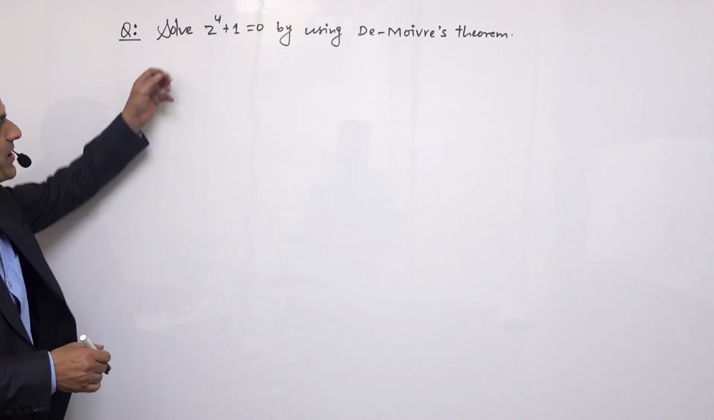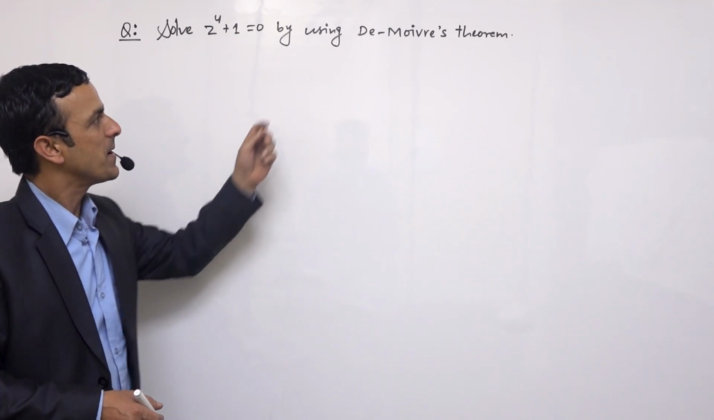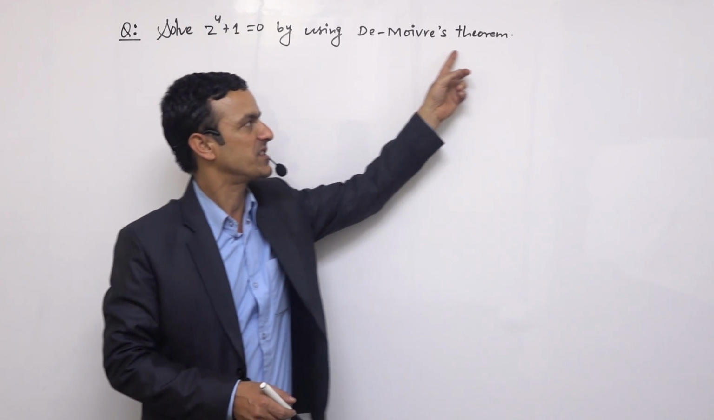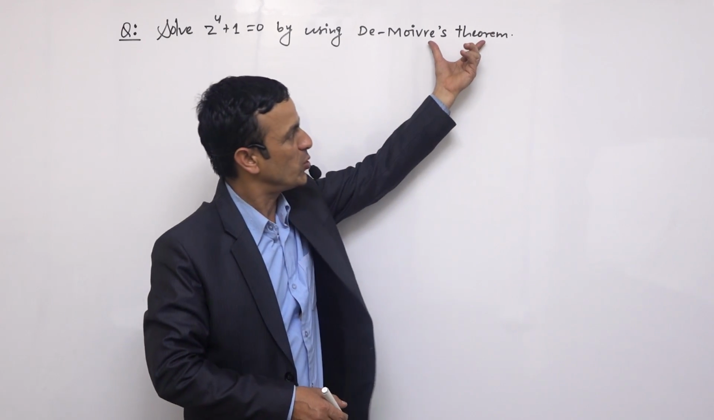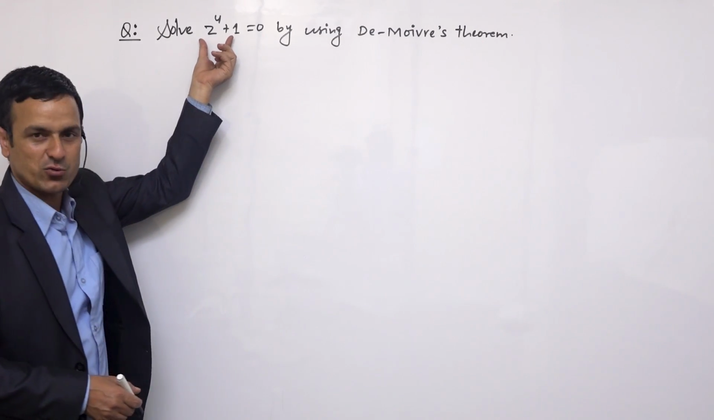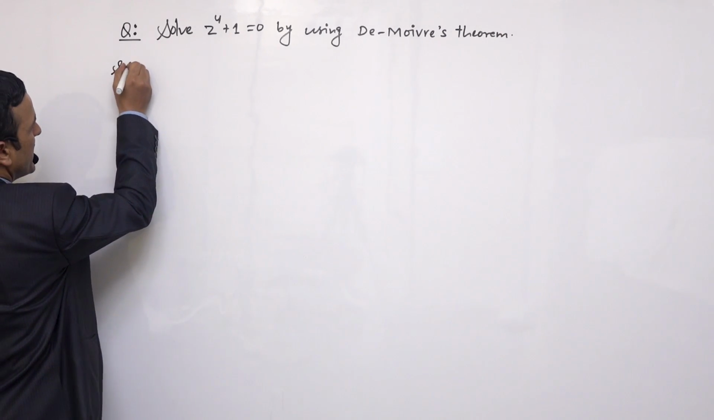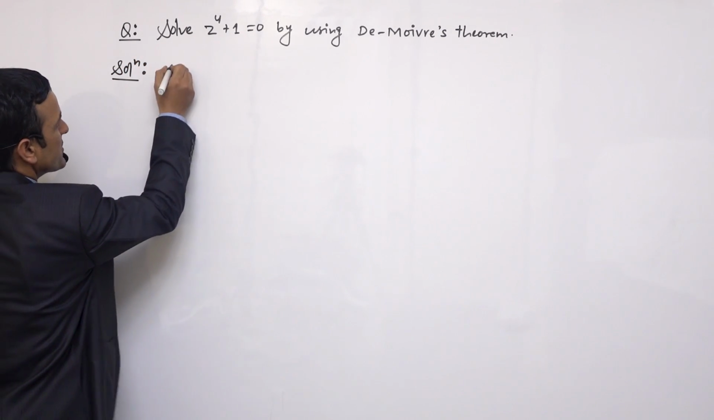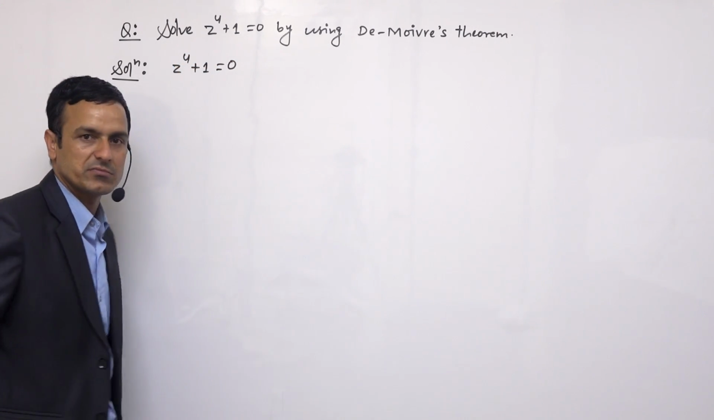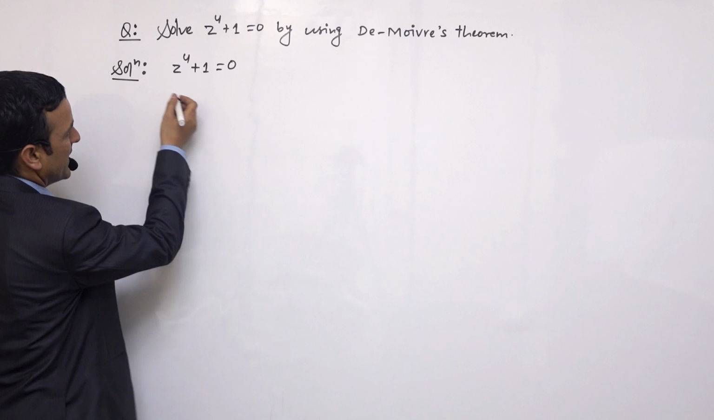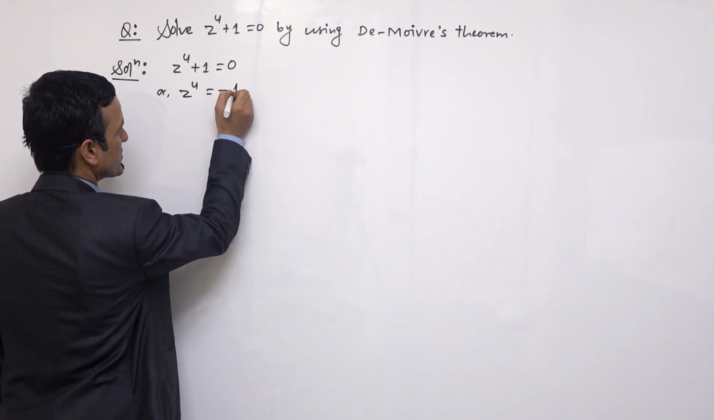Okay, we are going to solve z power 4 plus 1 is equal to 0 by using de Moivre's theorem. So the question is clear. हामीले de Moivre's theorem को use गरेर यहाँबाट z को भ्यालु निकाल्नु पर्ने छ. So let's solve this question. z power 4 plus 1 is equal to 0. This is the question. And also we can write z power 4 is equal to minus 1.